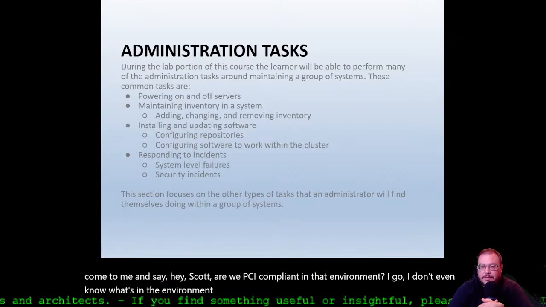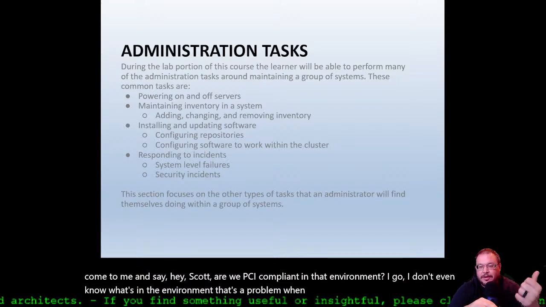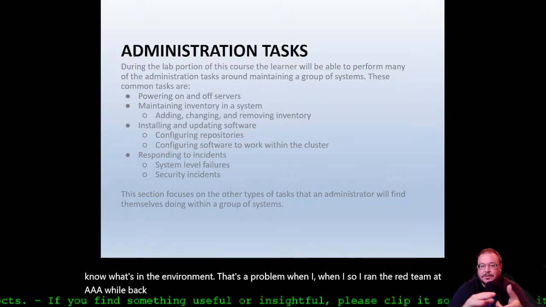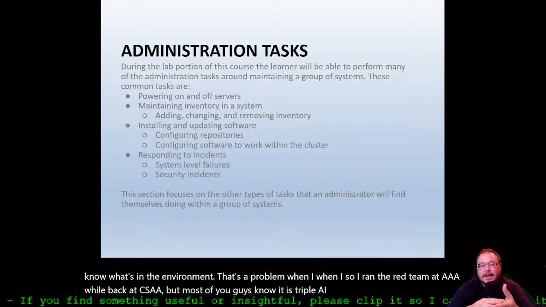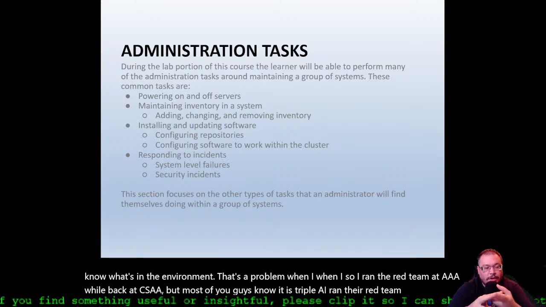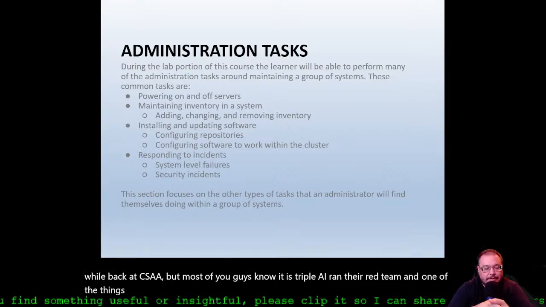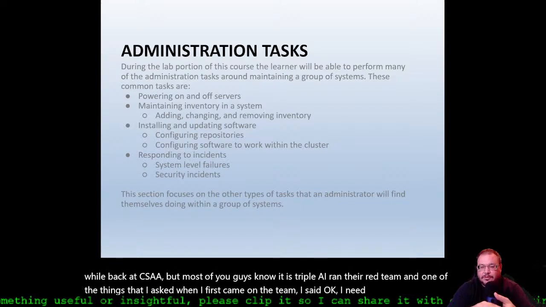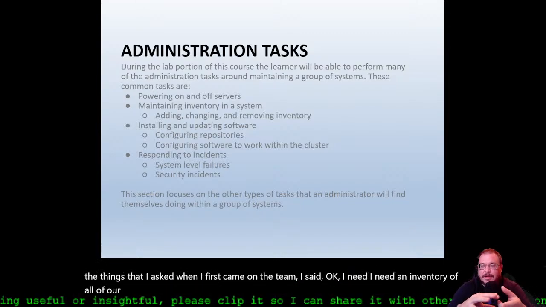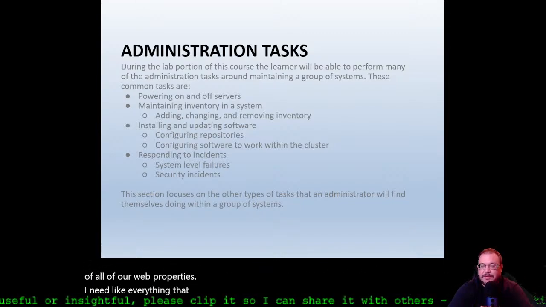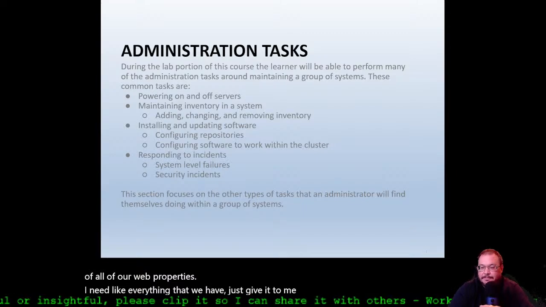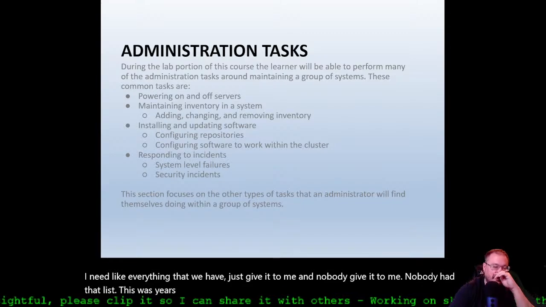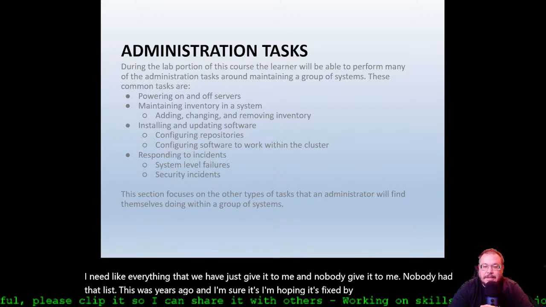That's a problem. So I ran the red team at AAA a while back. It's CSAA, but most of you guys know it as AAA. I ran their red team, and one of the things that I asked when I first came on the team, I said, "Okay, I need an inventory of all of our web properties. I need like everything that we have. Just give it to me." And nobody gave it to me. Nobody had that list. This was years ago, and I'm hoping it's fixed by now.